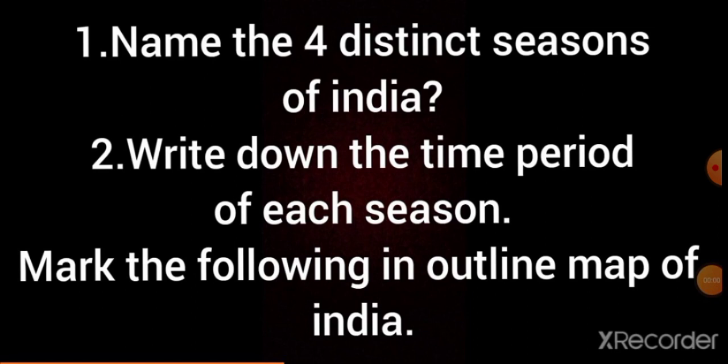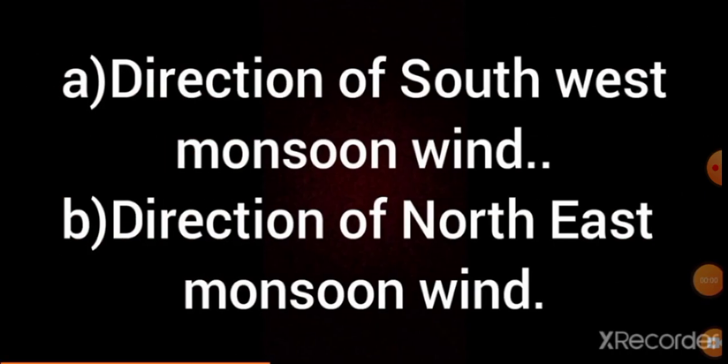Then the next work is map work. Mark the following in the outline map of India. In the first map, you have to mark the direction of the southwest monsoon wind. In the second map, you have to mark the direction of the northeast monsoon wind.